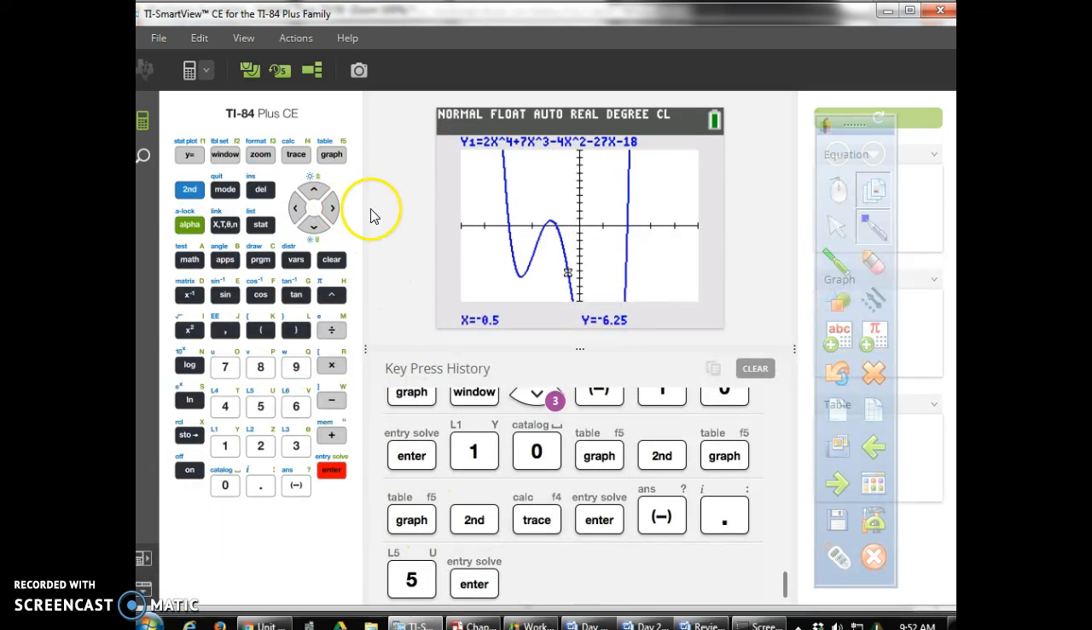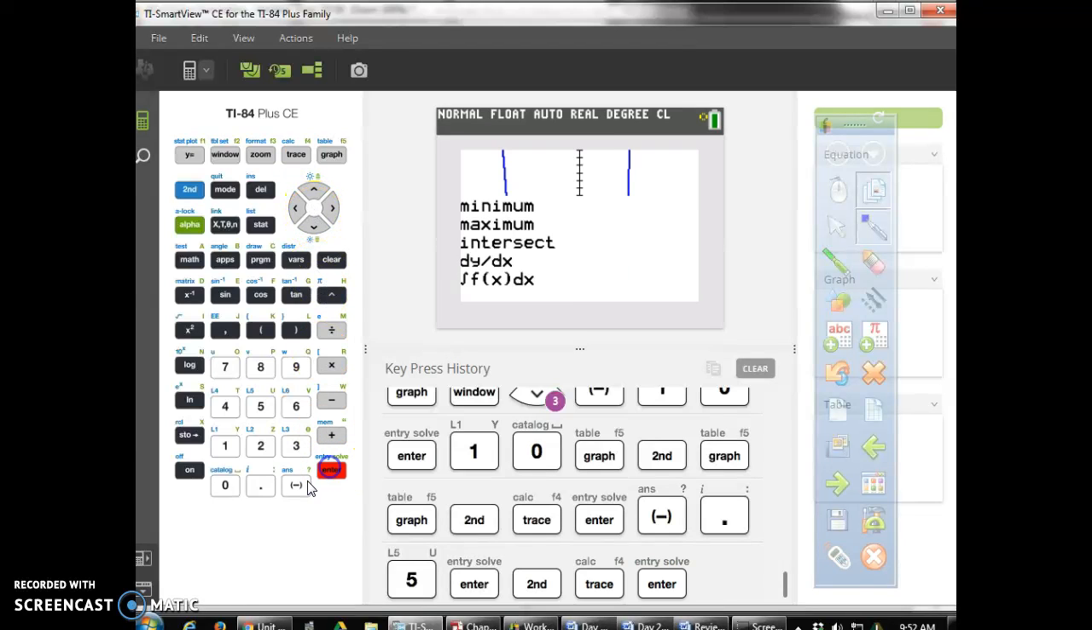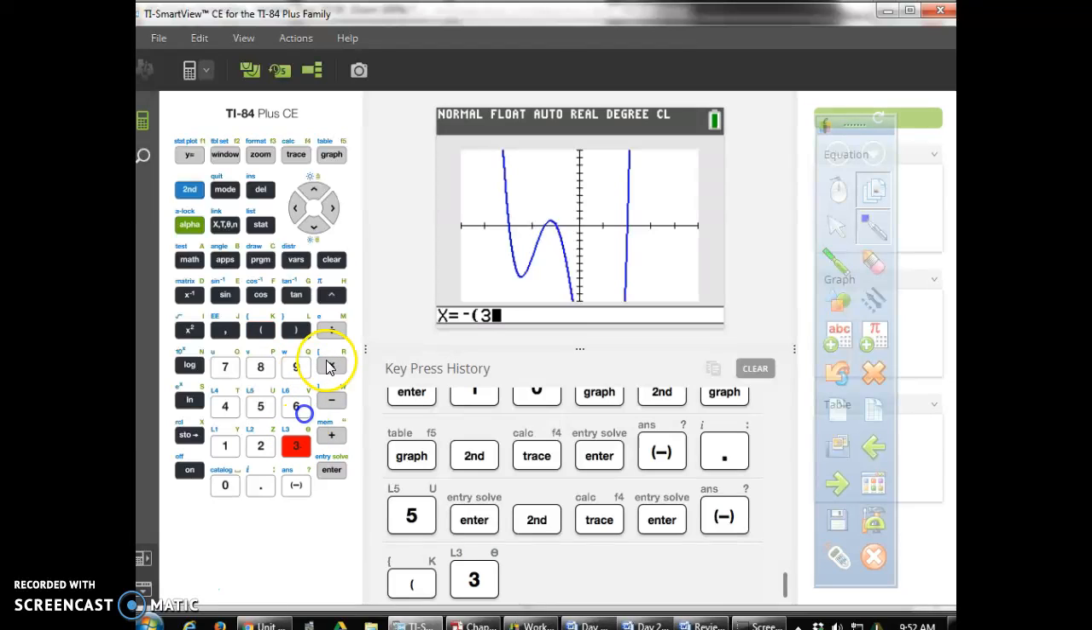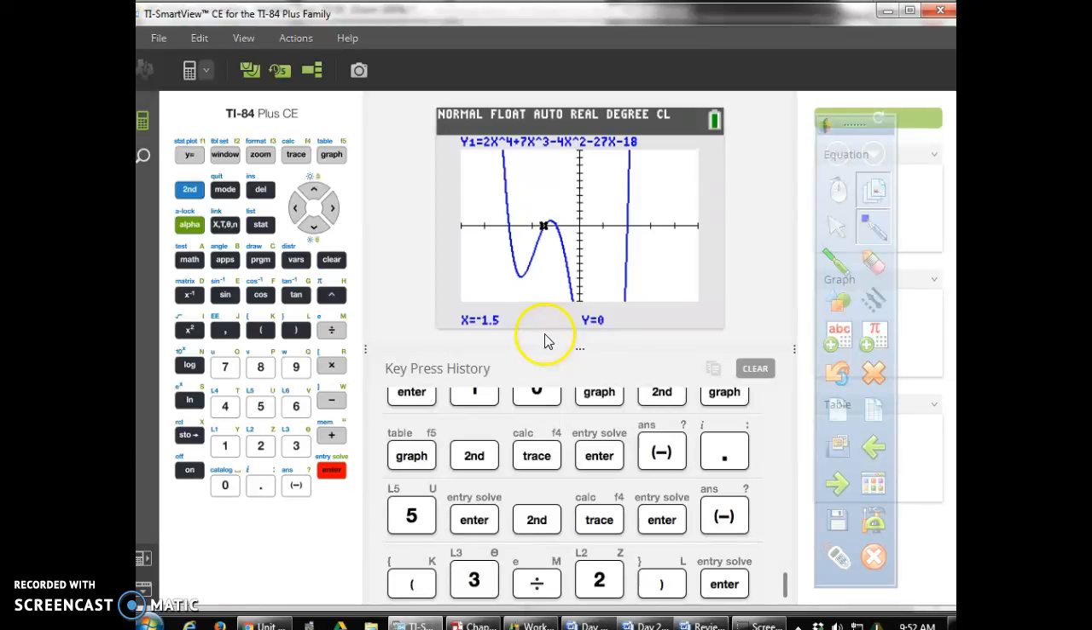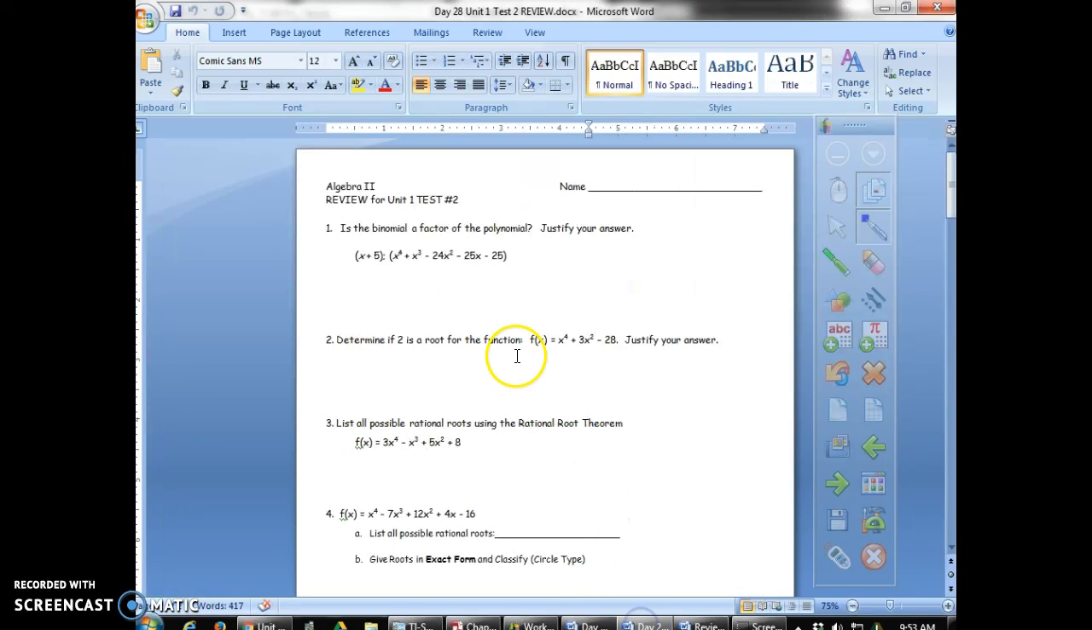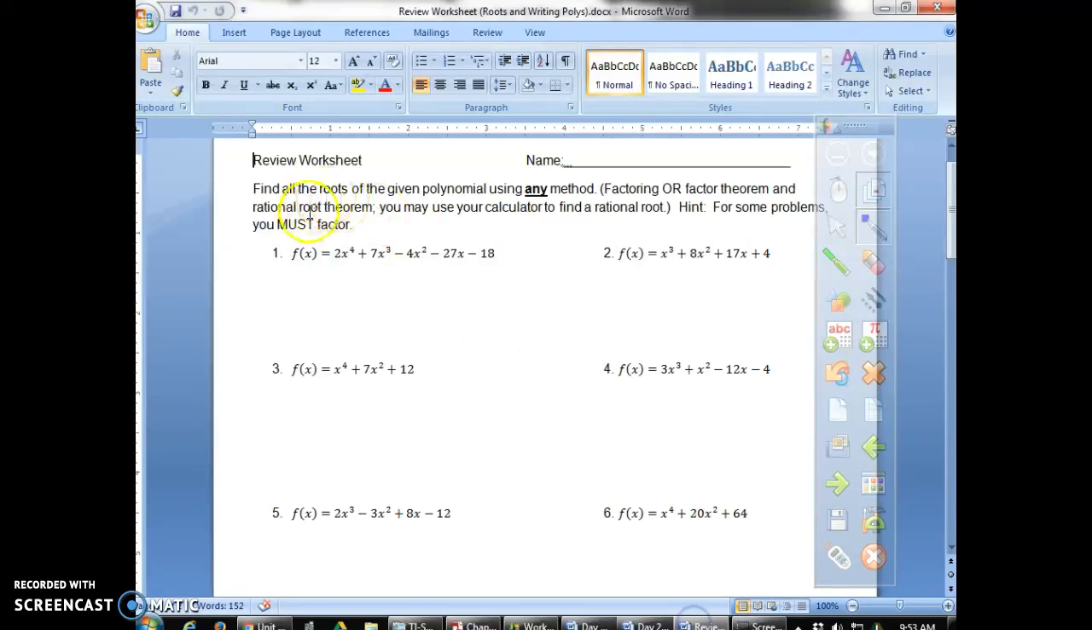Okay, so back to the calculator. So I'm going to do second calc, and I'm going to do value again. I'm going to do negative and put it in parentheses 3 divided by 2. May not matter with the parentheses, but it doesn't hurt either. And there we go. So that is my other root. Okay, now if I had not noticed that, I could have done synthetic division to find the right root.